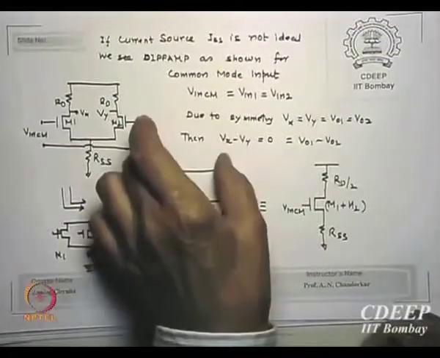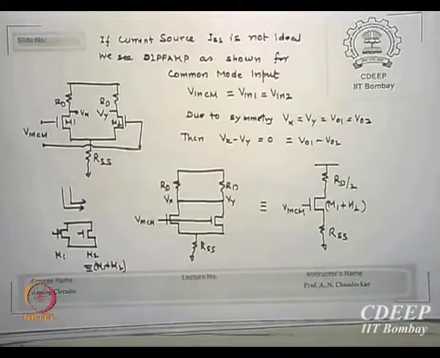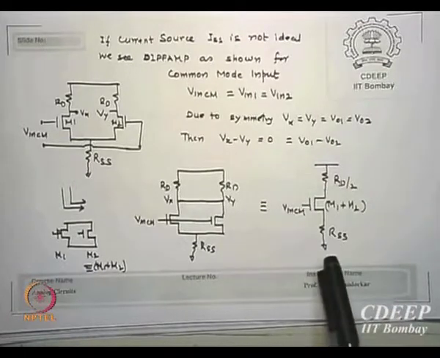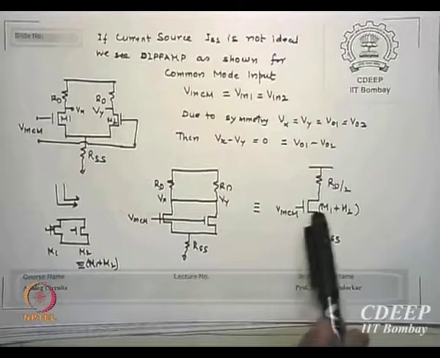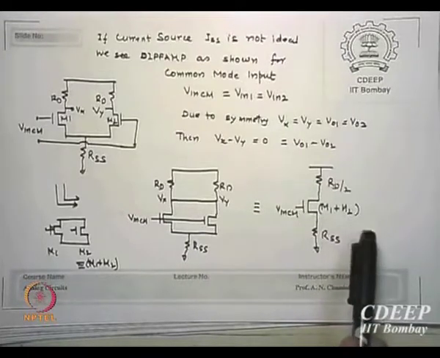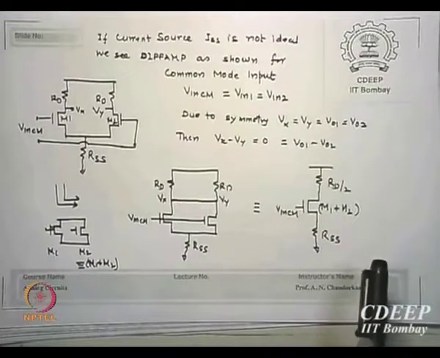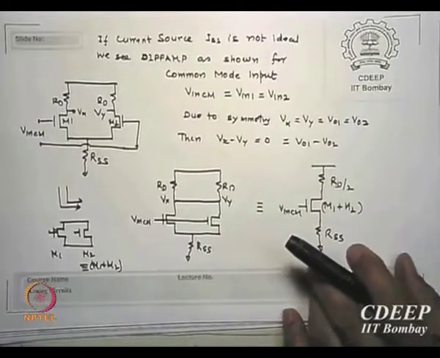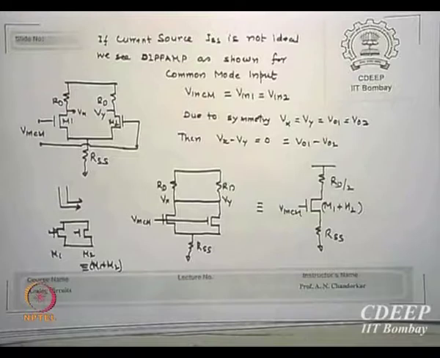This is short, this is also short. Look at the top, the last RDs are also in parallel. So the equivalent resistance is RD by 2. This is RSS, which is common. This is a transistor equivalent of twice the width, called the M1 M2 transistor. Now solving this is easy. This is the method, a trick.